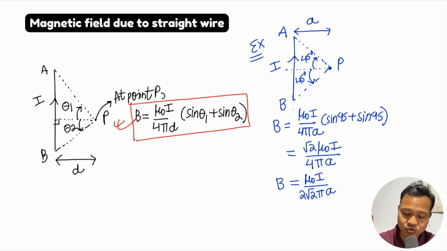Now the direction. dL cross R, where R points from the wire to the point. So using dL cross R, your right hand, if you curve it along the side, it will be inward. So this is inward.